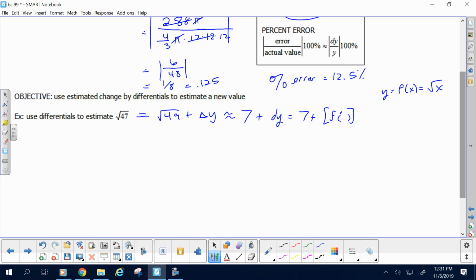49. Okay. And what is the dx? Actually, let's write the formula first and then I'll do the dx, sorry. Okay, so 7 plus, what is the derivative? 1 over 2 square roots of x at 49. And what is the dx?